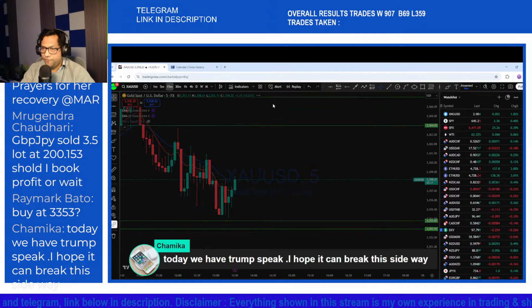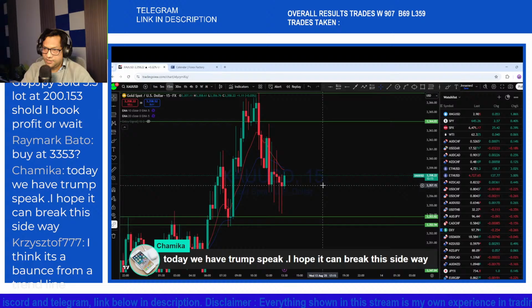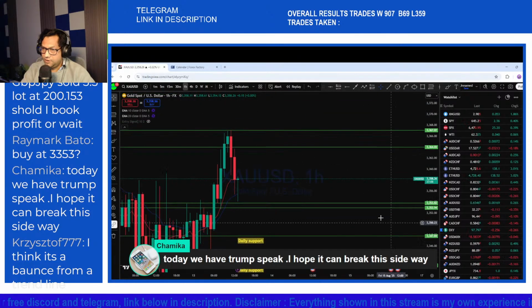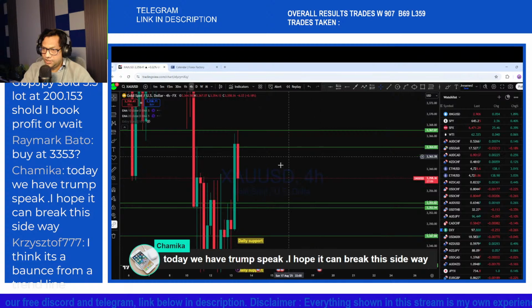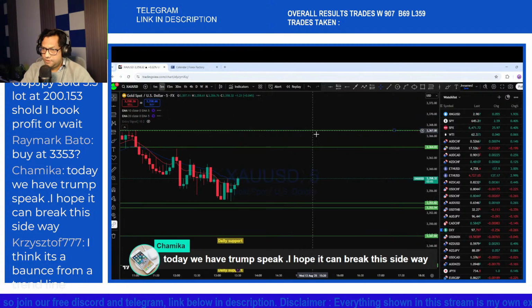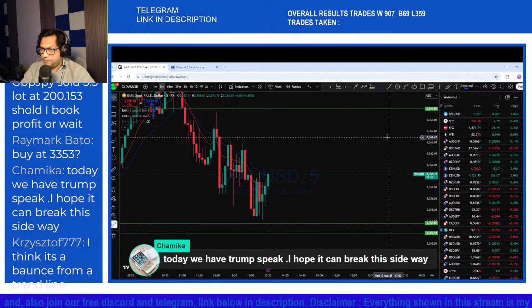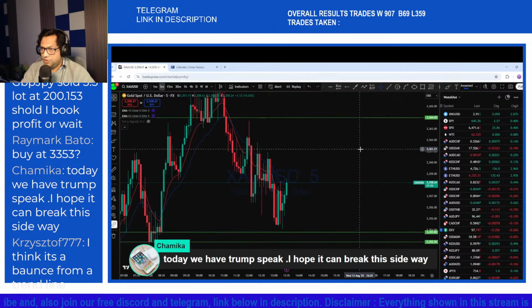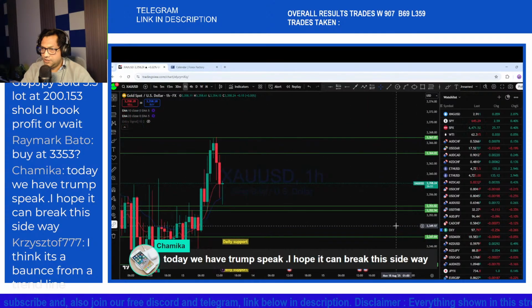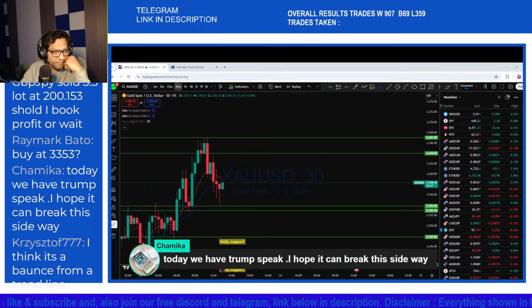Here, we will be looking for the re-entry once we see the market has managed to break to the upside, as the 4-hour price action here is also getting a rejection. There's a W formation here. We might see the market retest back again.